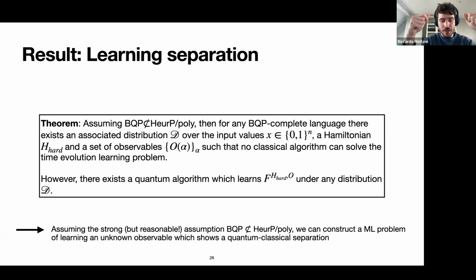So what we say is that, assuming that BQP is outside HeurP/poly, then I take whatever BQP-complete language, and there exists one distribution D, a local Hamiltonian and a set of observables such that no classical algorithm can solve the related time evolution learning problem. However, there exists a quantum algorithm which learns exactly that concept class, which is hard for a classical learner, under any distribution D.